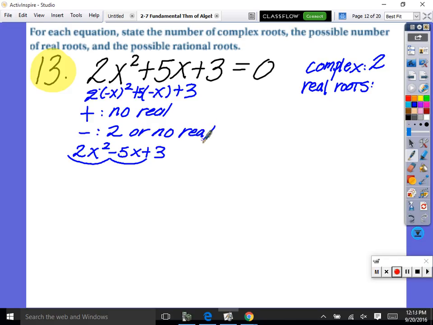So it says the possible number of real roots. So isn't there 2 possible? So that's what we would say for real roots, is there's 2 possible.